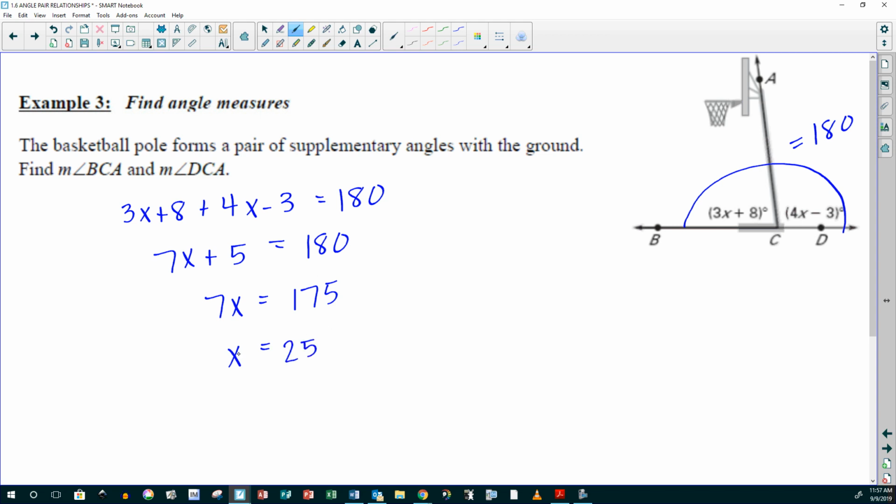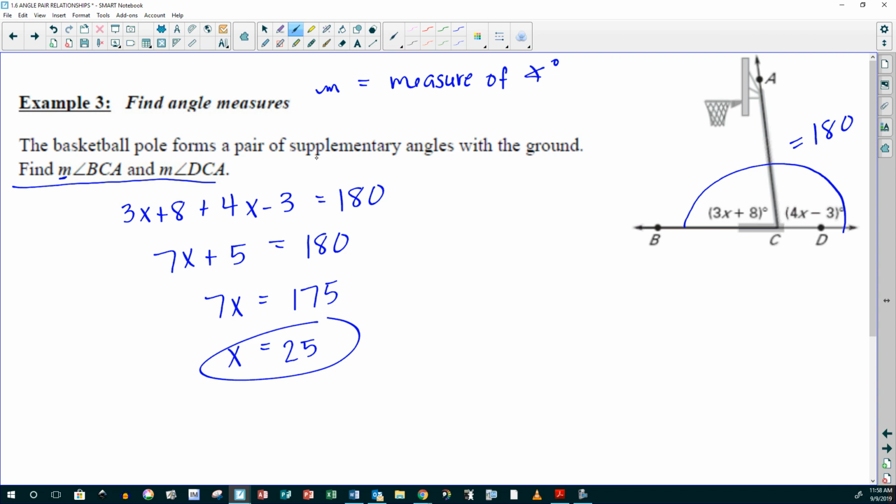So x is 25. Now it said find the measure. Please keep in mind this little m right here. When you see that little m, it means measure of the angle in degrees. I actually want the numeric value. Okay, if there's not an m in front, then you just tell me what's congruent. But if there's an m, that means I want the measure.